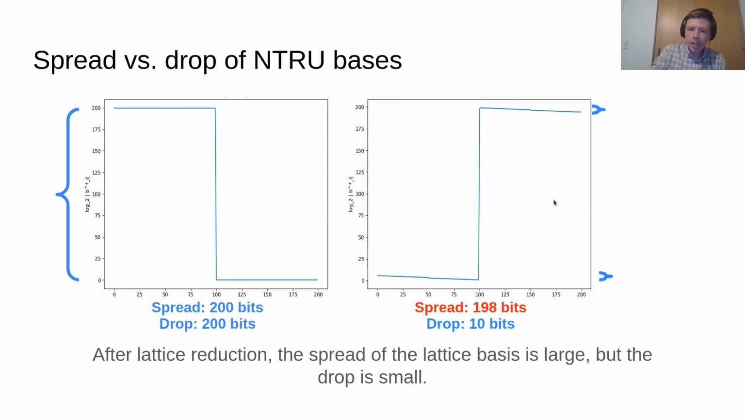So now, in the case of the previous algorithm, we would need 200 bits to represent the second basis. In our algorithm, we only need 10 bits to represent this basis. So the spread is large, but the drop is small. And our algorithm requires fewer bits of precision. So we can hope that over time, because we're using fewer bits of precision, we achieve better asymptotic runtime.